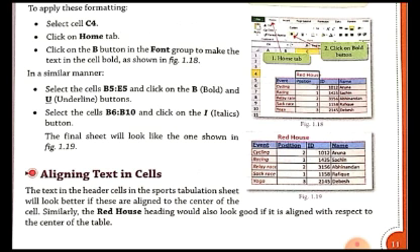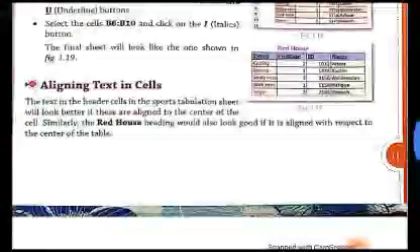Now see what is there in this example. The Red House text is not aligned. You can see that it is not in the middle. That is why it is not looking good. If we align it in the center of the row, it will come to the center of the table also. Now this data will look more meaningful. That is why we align text in our cells. We want to align it with respect to the center of the table.